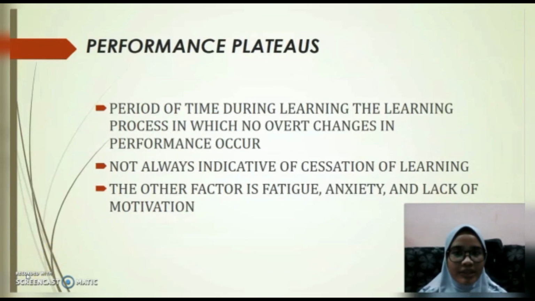Lastly is performance plateaus. A performance plateau is a period of time during the learning process in which no overt changes in performance occur. It is not always indicative of cessation of learning. Other factors are fatigue, anxiety, and lack of motivation.